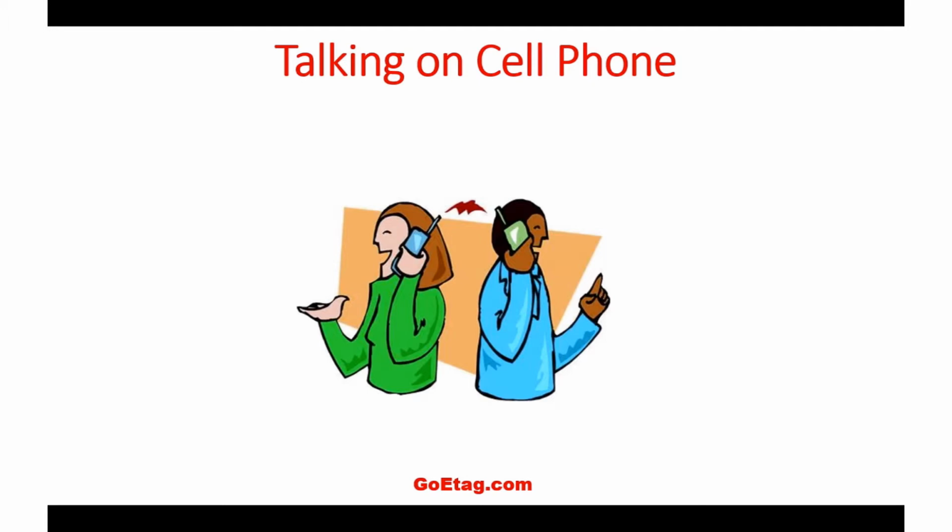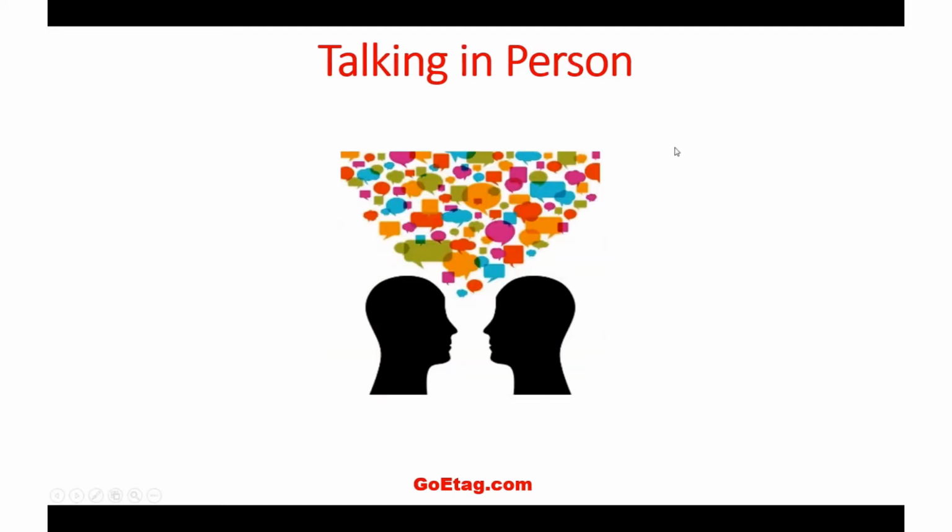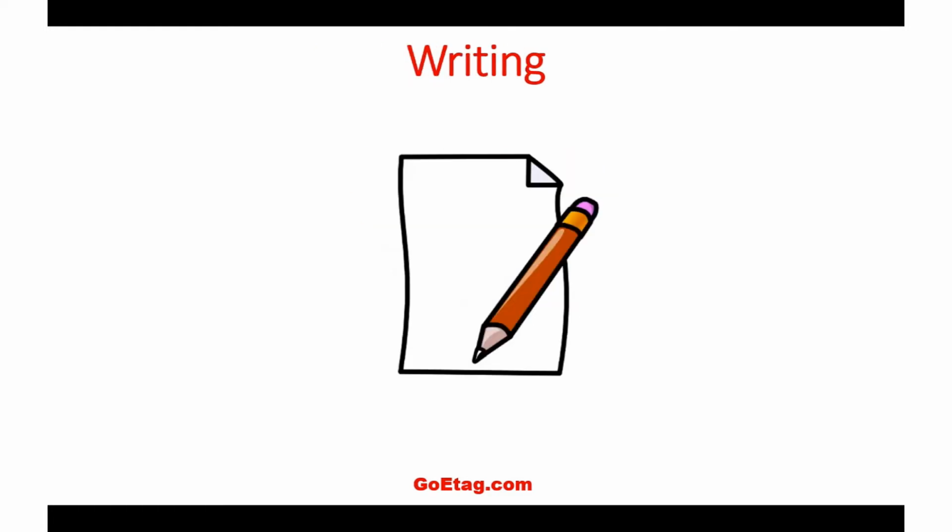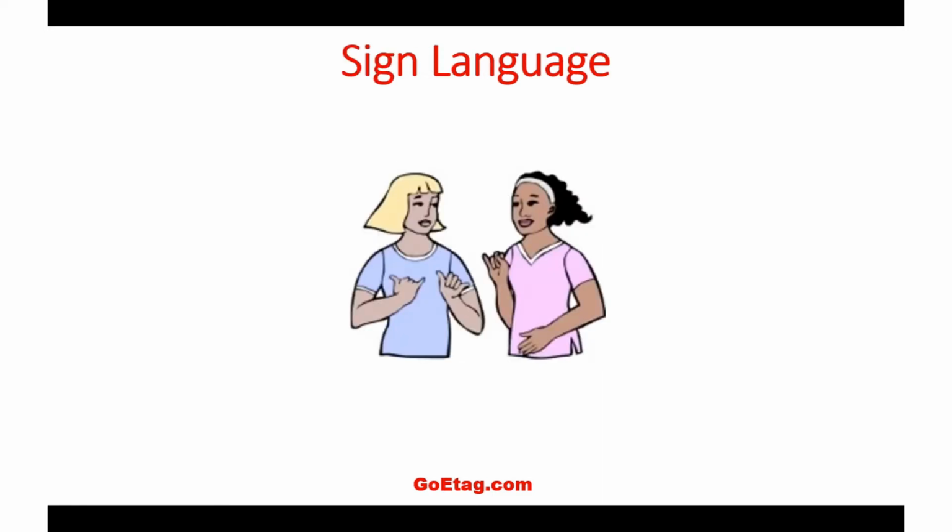Or we could be just on the cell phone exchanging information by talking to someone in the old-fashioned way, talking to someone face-to-face in person and giving them the information that way, maybe writing it down on a piece of paper and handing it to them. We could be even using sign language.